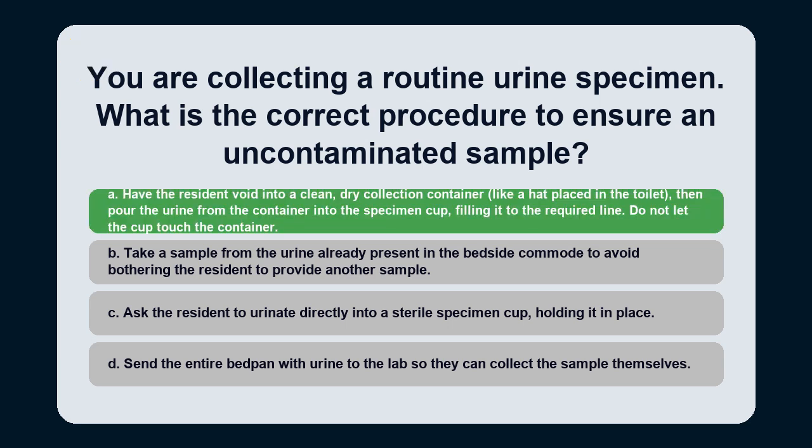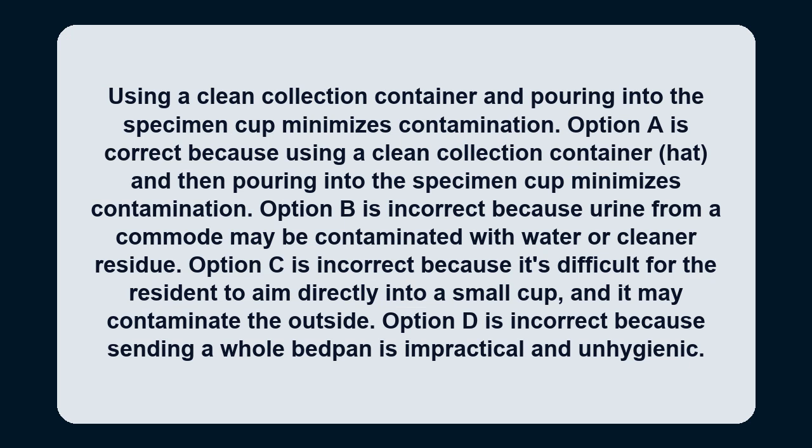The answer is A. Using a clean collection container and pouring into the specimen cup minimizes contamination. Option A is correct because using a clean collection container, hat, and then pouring into the specimen cup minimizes contamination. Option B is incorrect because urine from a commode may be contaminated with water or cleaner residue. Option C is incorrect because it's difficult for the resident to aim directly into a small cup and it may contaminate the outside. Option D is incorrect because sending a whole bedpan is impractical and unhygienic.